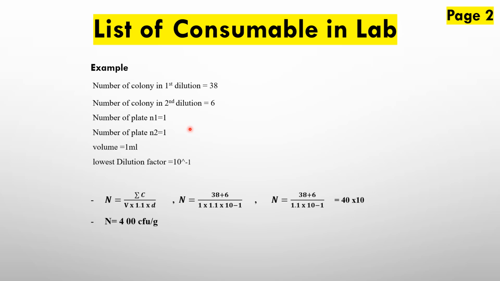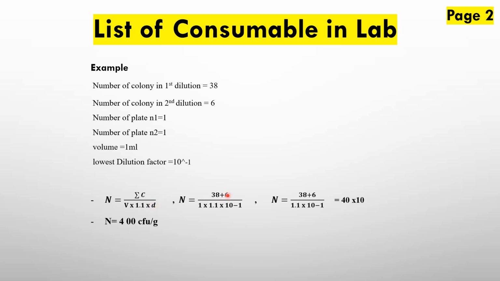Suppose we have two dilutions, one plate of each. The first dilution has a count of 38 colonies. The second dilution has its own number of colonies, and the number of plates we use is 1, and the volume of sample is also 1. The dilution factor is transfer -1, which means it is the first dilution, the first initial suspension. When we apply the formula, it becomes shortened due to the 1 plate, and this becomes the short form of the formula.